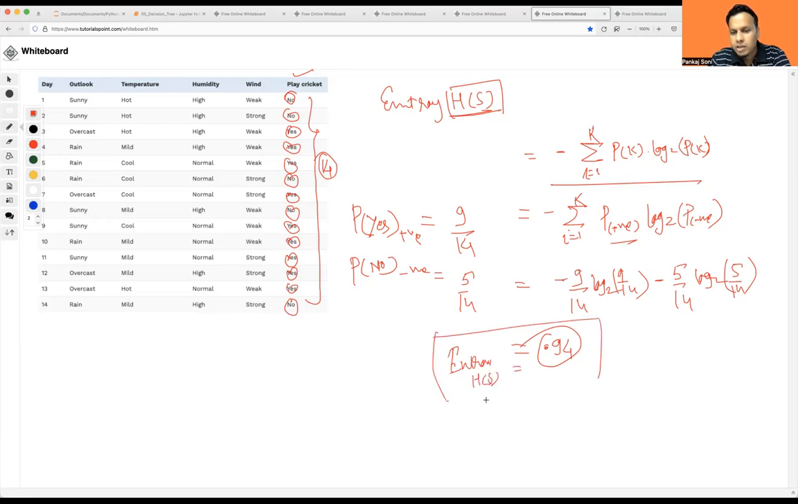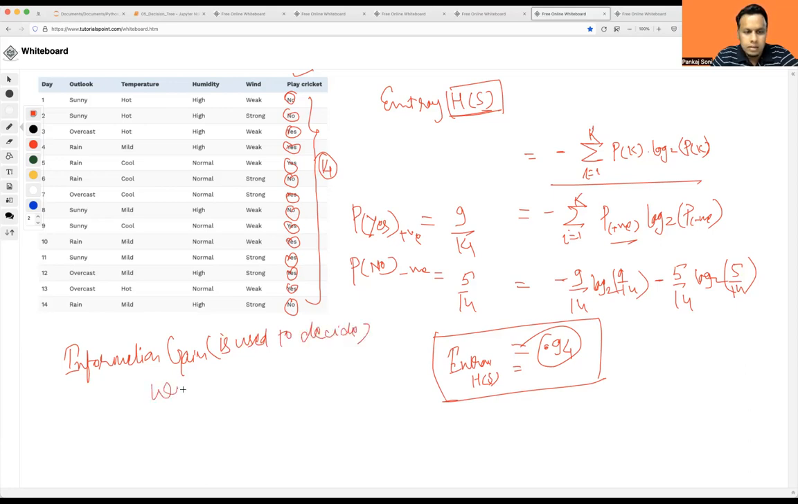Now this entropy is going to be used further to calculate the information gain. And what is information gain telling us? Information gain is used to decide which feature to use for the root node. This is a very informative thing. You should know how to calculate information gain, because it tells you which feature you are going to use as the root node. So now let's see how to calculate it.